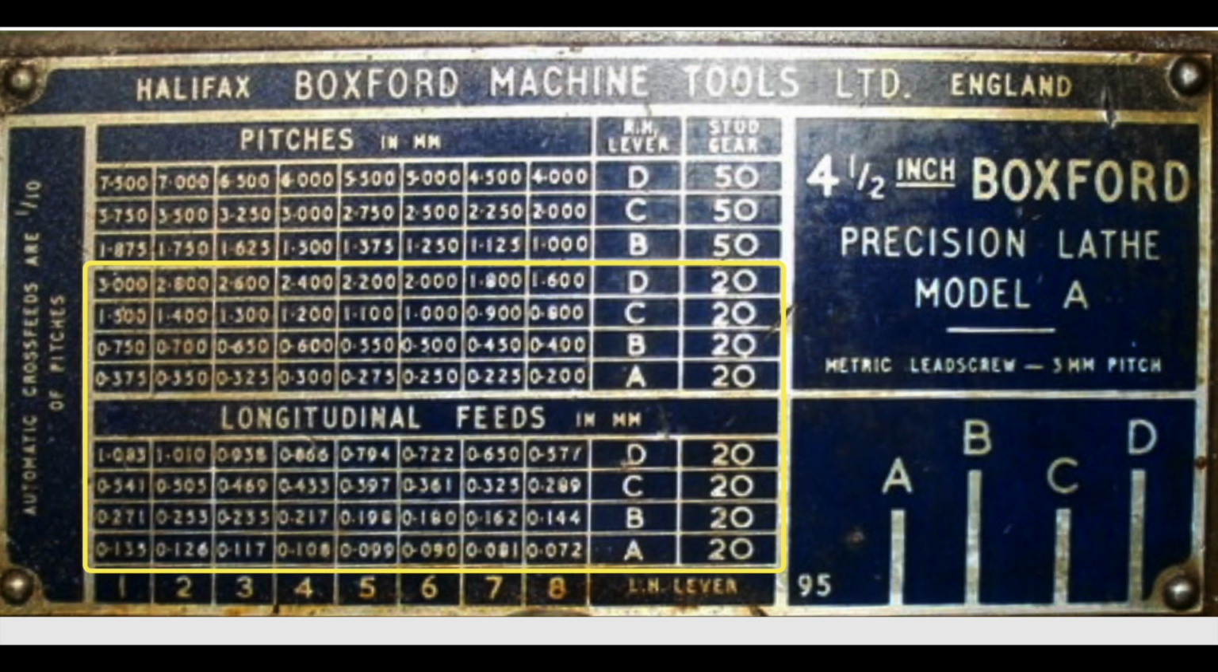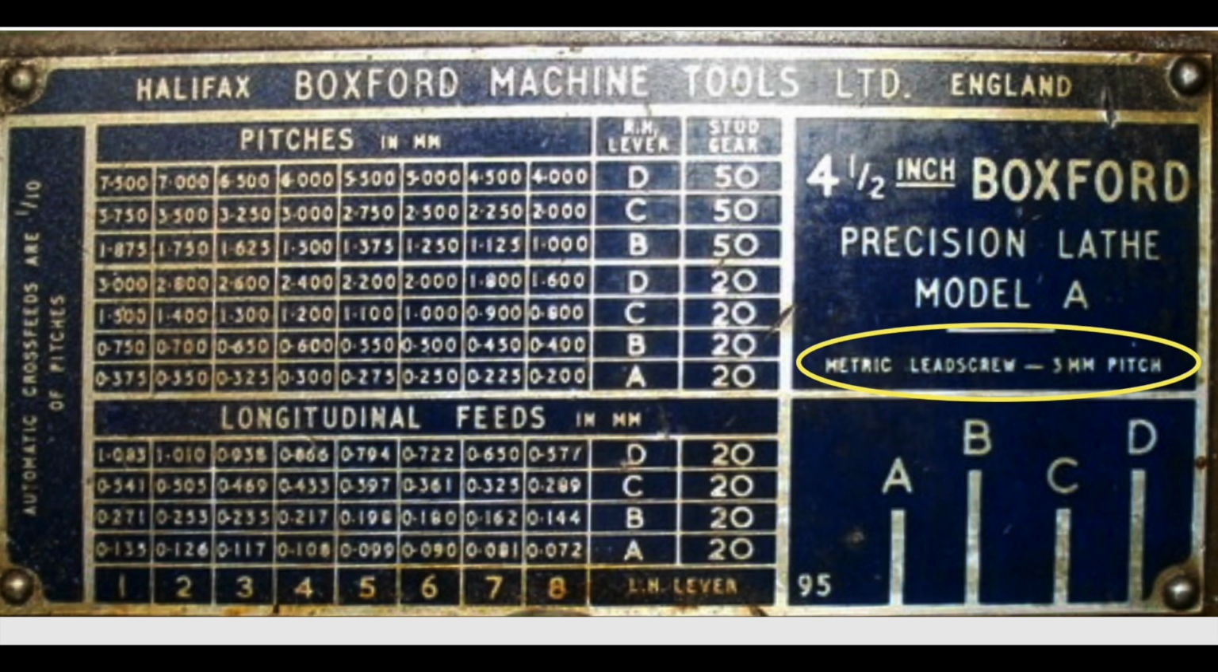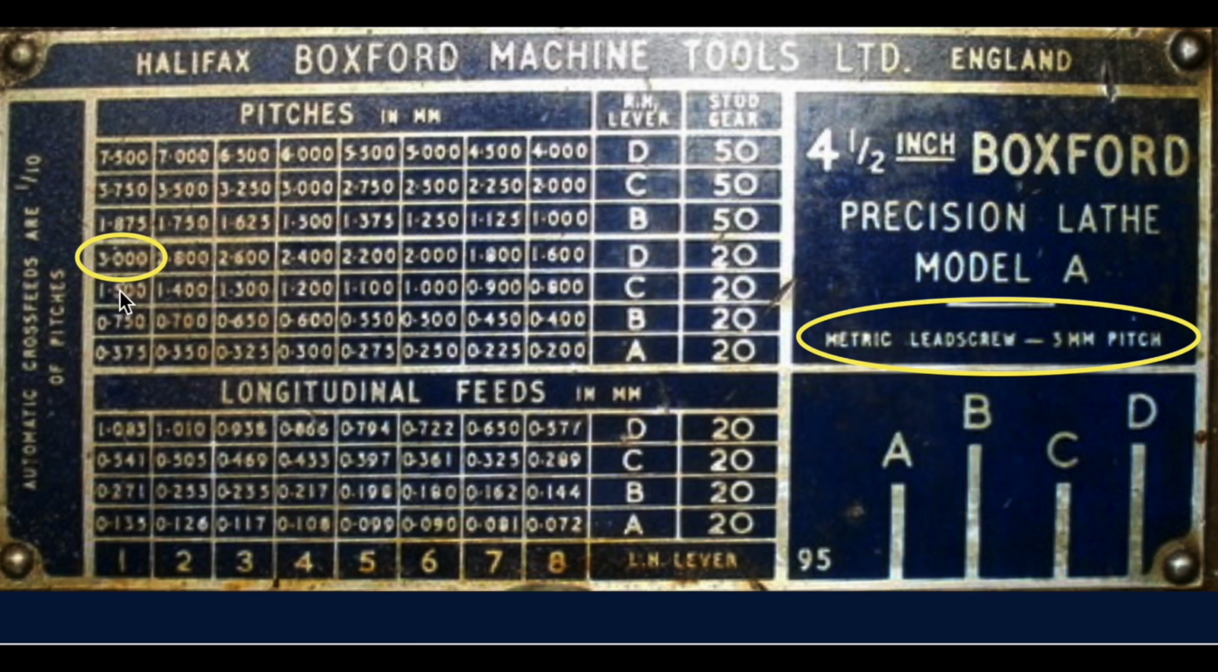Now we go through exactly the same process for the metric gearbox. Notice that in Boxford lathes, the metric gearbox has the numbers on the left and the letters on the right. We start by eliminating the area where they use a 50-tooth stud gear and concentrate on the area where all the threads are done with a 20-tooth stud gear, just to be consistent. Next we find that the lead screw pitch is 3 millimeters, so that's our reference point. We look at the table and find that the 3 millimeter pitch is there on the table, and it corresponds with the letter lever being set on D and the number lever being set on 1.